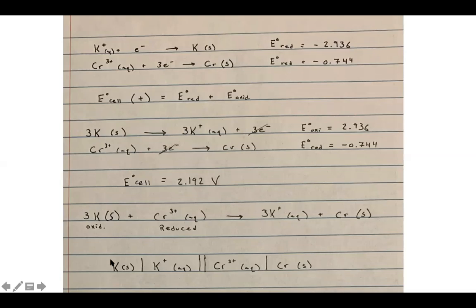And so remember that in your standard notation, compared to this double line, your oxidation occurs on the left-hand side. So it's going to be potassium solid, line, potassium+ aqueous, double line to now indicate that we're going to the cathode where reduction occurs. And at the cathode, we're going to have chromium 3+ aqueous get reduced to chromium solid. Okay, that would be the proper notation.